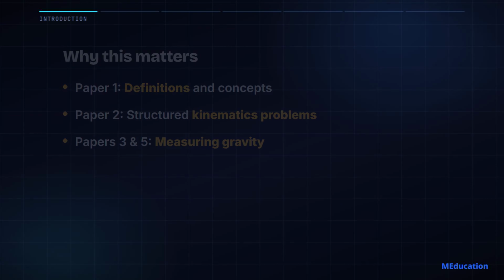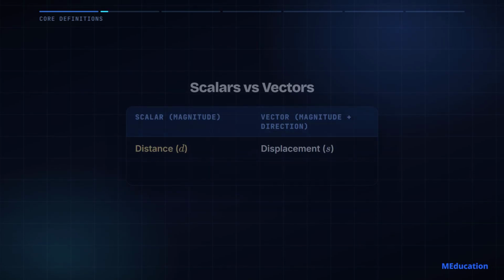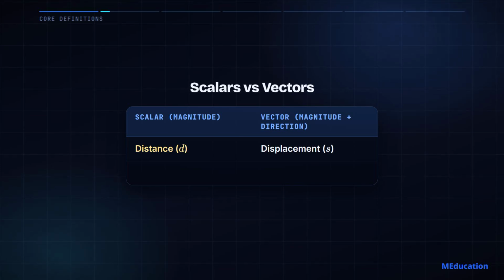Let's build them. Almost every mark you will ever lose on the foundations of kinematics traces back to fuzzy definitions. Let's lock them down in the exact wording the examiner wants. We divide the world into scalars, which have magnitude only, and vectors, which have both magnitude and a stated direction. Distance is your scalar path length. Displacement is your vector, the straight line distance moved in a stated direction.